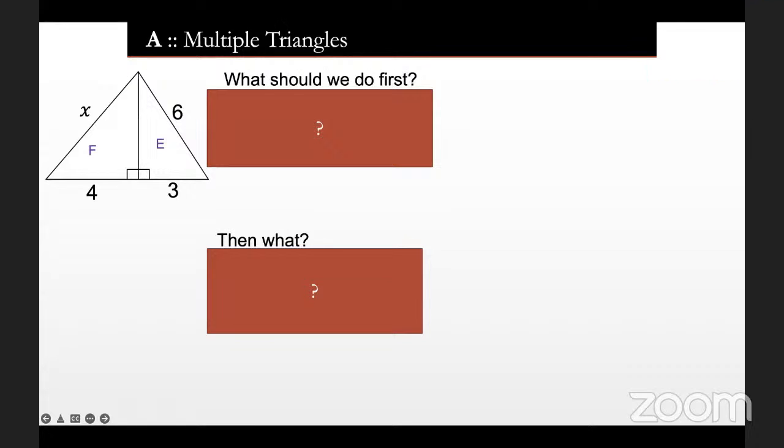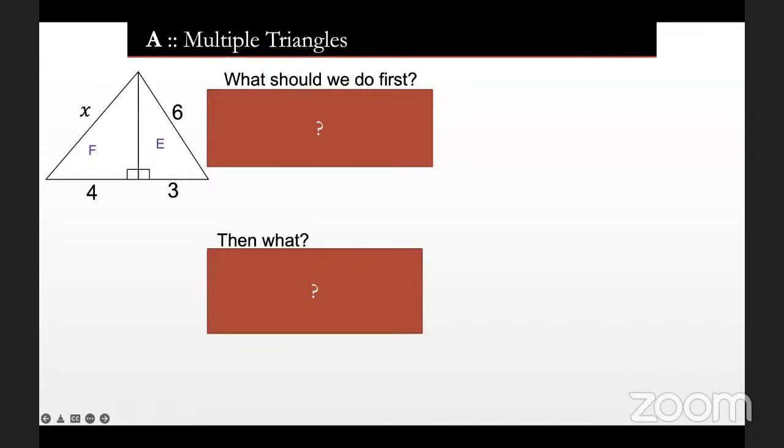All right, so here we have multiple triangles. What should we do first? We can call this a compound shape. It's two triangles come together to give you a bigger triangle. The important thing here is that we want to make sure that we have right angles within the triangle in order to apply the Pythagorean theorem. All right, so what should we find first?